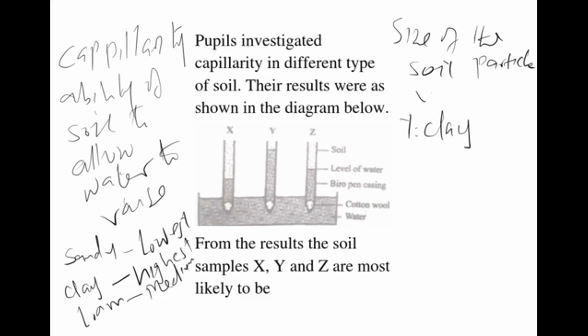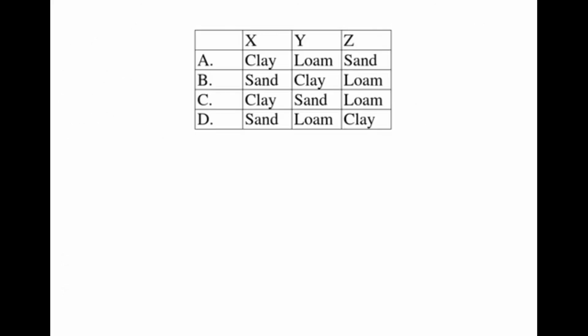Looking at X, it is the lowest, so it is sandy soil. Then we have Z, it is loam, since it is in between Y and X. Therefore, the correct answer there is sand, clay, and loam. That is B.